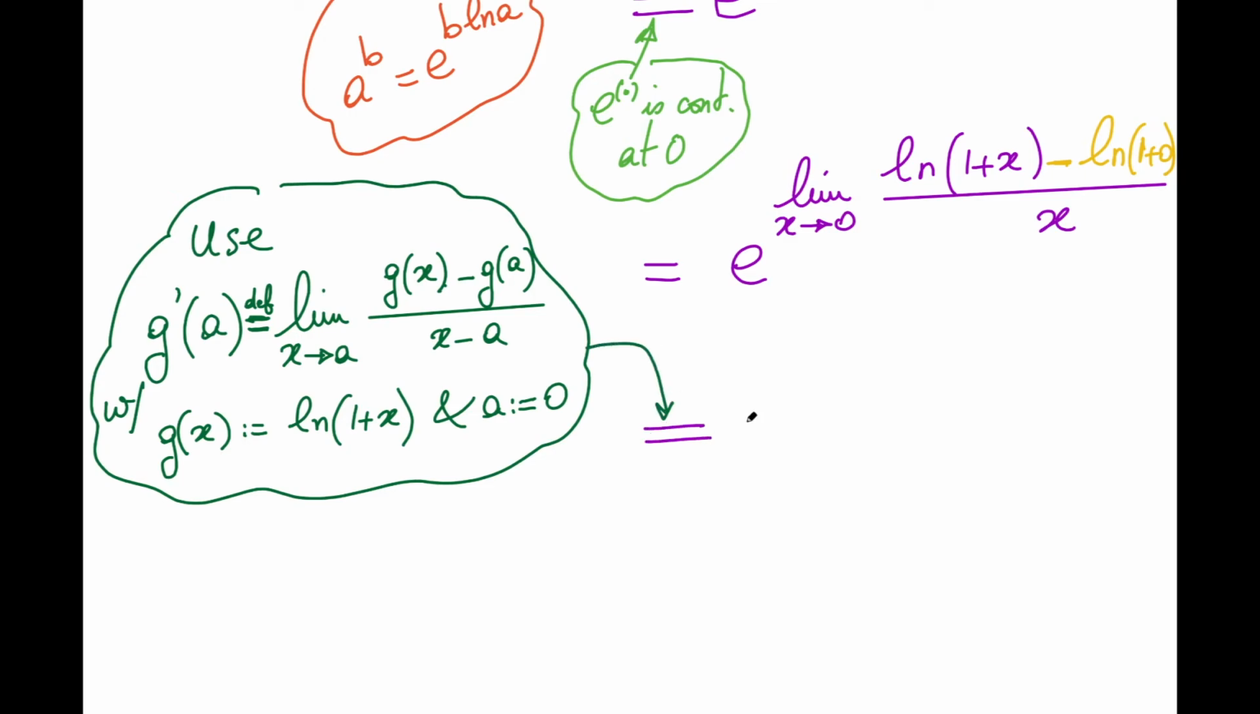So we agreed that this is equal to e, right? And this whole exponent now is the derivative of the function ln of 1 plus x at the point 0. So it's the derivative with respect to x of this function at the point x equals 0. Agree with me? Now what is that? What's the derivative of ln of 1 plus x at the point 0?